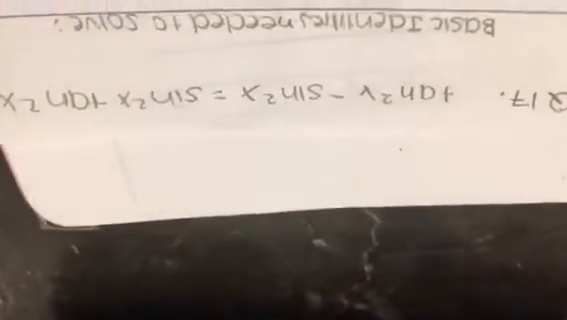Okay, so this is question 17. Tan squared x minus sine squared x is equal to sine squared x multiplied by tan squared x. Okay, so first, 17b asks what are the basic identities needed to solve.